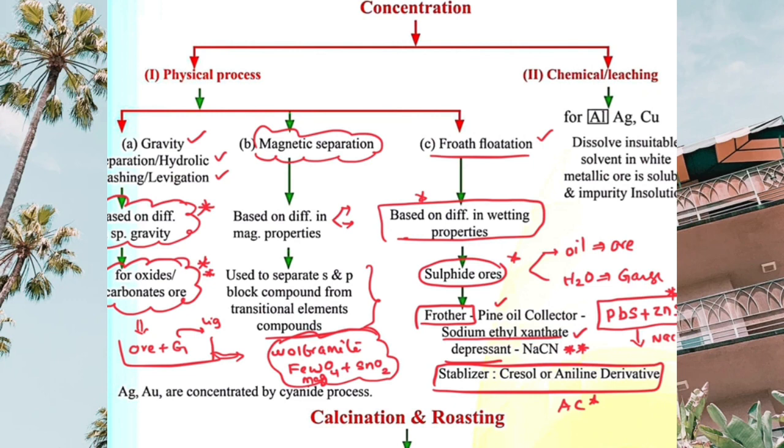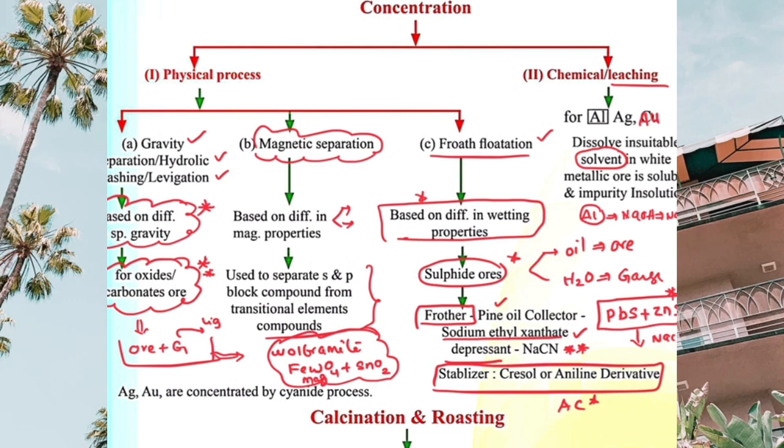Next one, chemical method, that is leaching. Very important. In leaching, aluminium, silver and gold. In this process, the ore is dissolved in a suitable solvent. In the case of aluminium, we are using sodium hydroxide. When you use sodium hydroxide, we are getting sodium meta-aluminate, NaAlO2. Whereas in the case of, very important question is there.